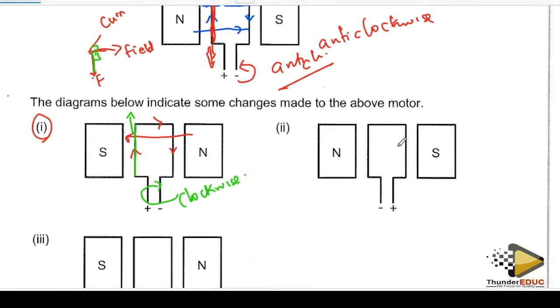Let's look at option number 2. The field is to the right, and current is moving in that sort of direction. With my Fleming's left-hand rule, let me look at just this portion. Current is moving in this direction, and so this one is moving upwards also, which means it's clockwise.